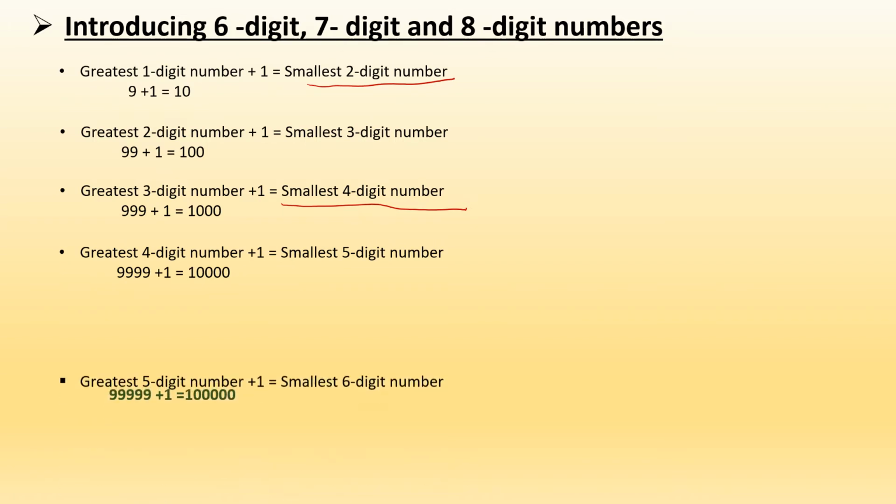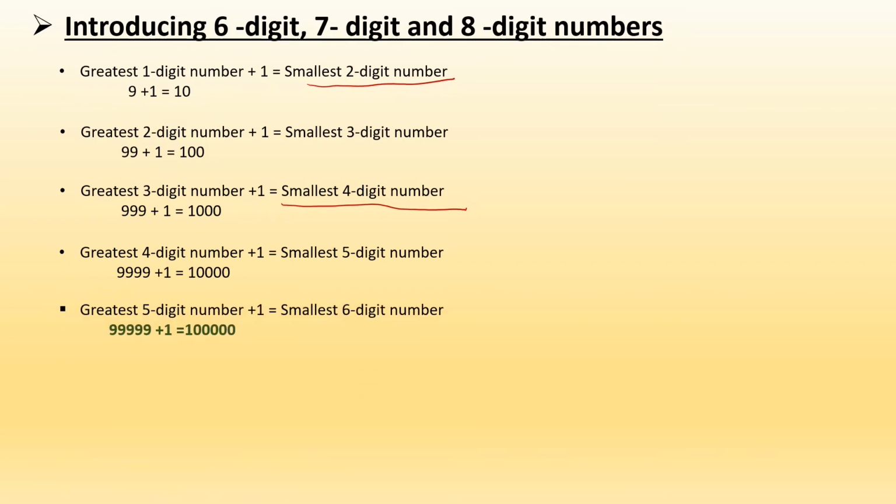So here we go with the smallest 6-digit number. How do you get the smallest 6-digit number? You get the smallest 6-digit number when you add 1 to the greatest 5-digit number. So what is our greatest 5-digit number? 99,999. And you get 1 lakh.